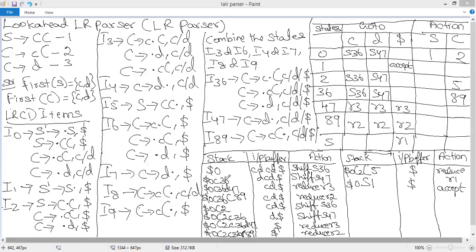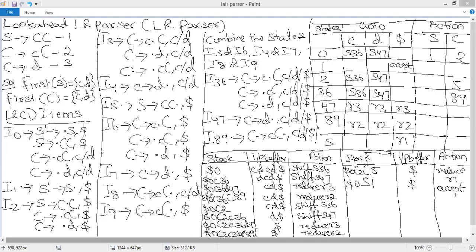So now 36 is checking for the transition D. 36 and D, it is S47, that is shift S47. So the D will be shifted here and the 47 will be mentioned here. So D47, then C D dollar. So now you see here 47 and C, you see here R3. You have to reduce this D with the third production rule C.